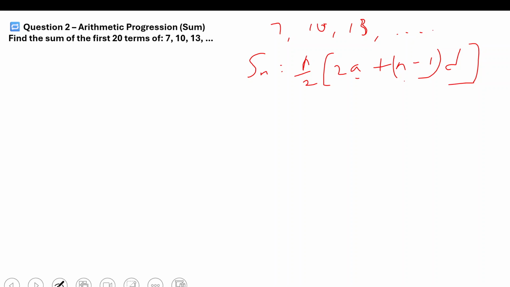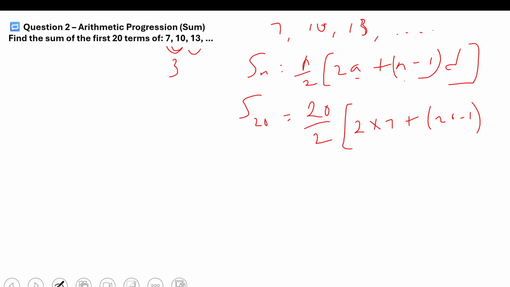For this particular sequence, we are told to find the sum of the first 20 terms, right? So it is n, that is 20, over 2, in bracket 2 times a, which is 7 in this case, plus n, which is 20, minus 1, then the common difference. The common difference is the difference between two terms: 10 and 7, difference is 3, and 10 and 13, difference is 3. So 3 is common, 3 is the common difference.